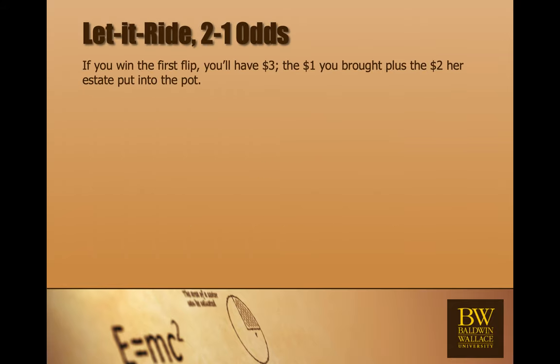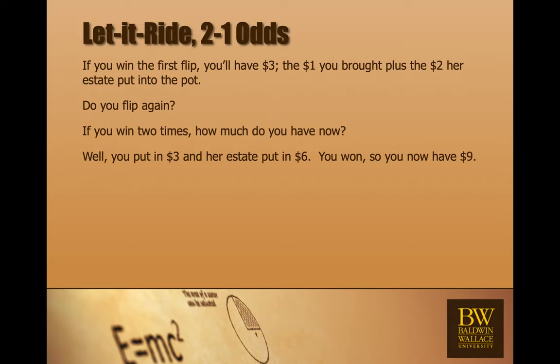So you win the first flip. You got lucky. You put in $1. Her estate put in $2. And you now have $3. Are you going to put that in? It's a good deal. You get 2-to-1 odds. You put in the $3, her estate put in $6. You got $9 now. Are you going to put that in? If you put in 9, her estate's putting in 18. Seems like a good deal.